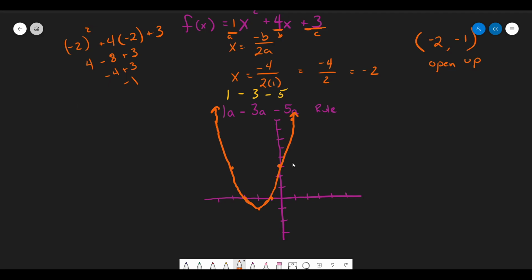All right, so again, if you follow the 1A, 3A, 5A rule, it'll make graphing it a lot more simple than normal. So let's try one more. Let's do one more together. Let's say I wanted to graph the function f of x is equal to 3x squared minus 6x plus 2. Okay.